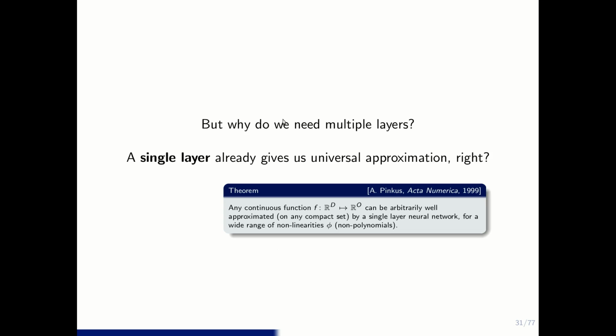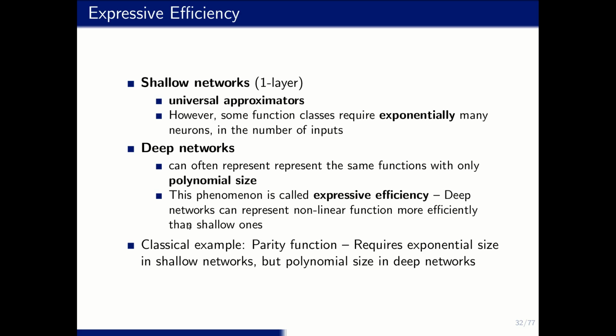Since in the last section, we saw that actually a single layer already gives us universal approximation, right? So we had this nice theorem that a single-layer multi-layer perceptron is already enough to have universal approximation, which means you can approximate any function you like with a single layer already. So why would we need multiple layers? And the reason is expressive efficiency.